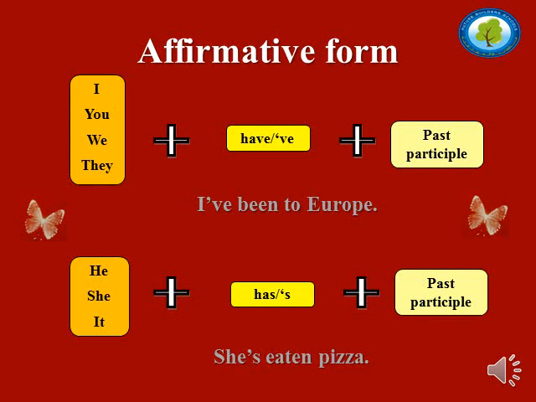Let's start with the form of the present perfect tense. The sentence starts with a subject followed by the verb and the complement of the sentence. Now, if the subject is plural, I, you, we, and they, we use the auxiliary have or the short form of have: I've, you've, we've, or they've, followed by the past participle verb or the verb 3. For example, I've been to Europe.